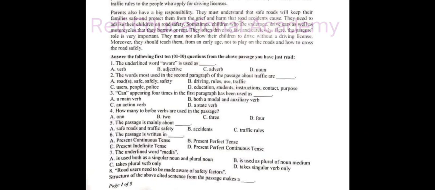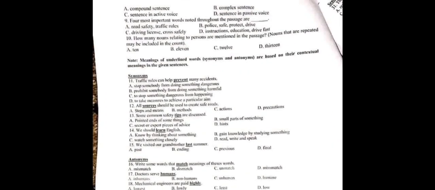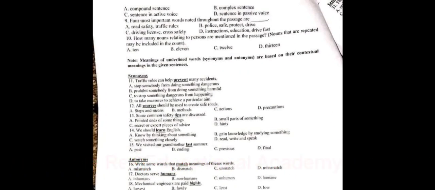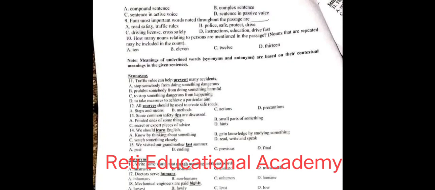Question number 8. Road users need to be made aware of safety factors. The structure of the above cited sentence from the passage makes A. Compound sentence. B. Complex sentence. C. Sentence in active voice. D. Sentence in passive voice. And the correct answer is D. Sentence in passive voice.